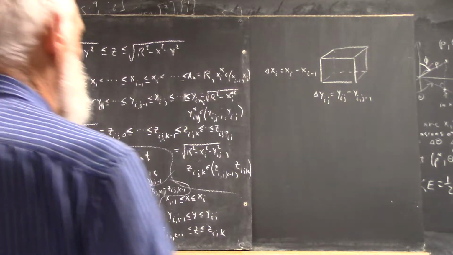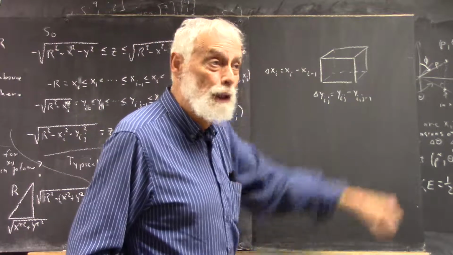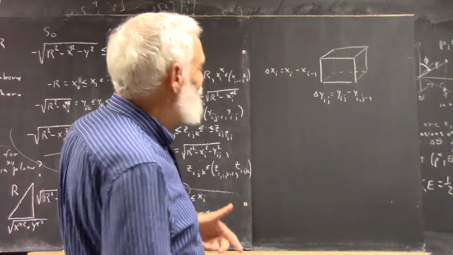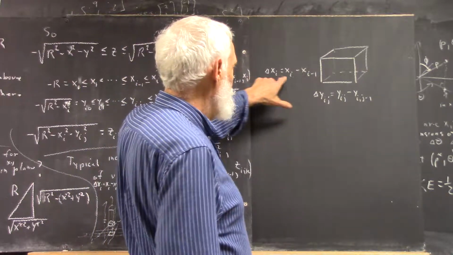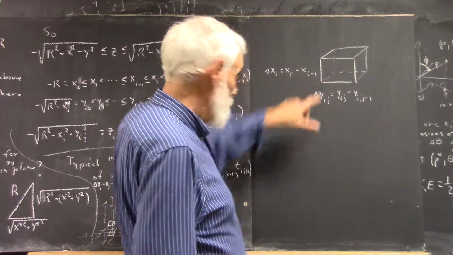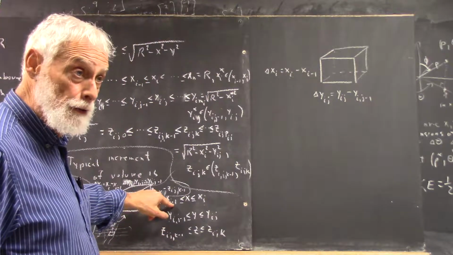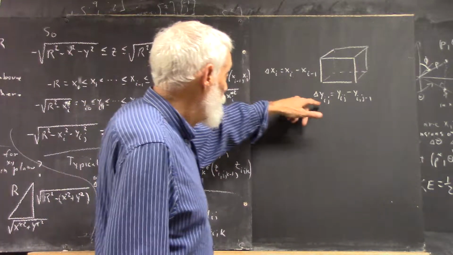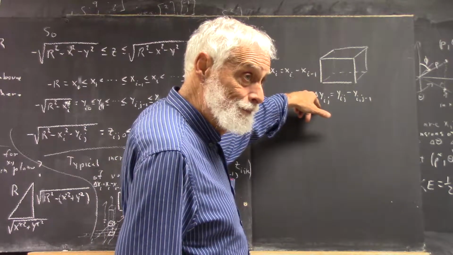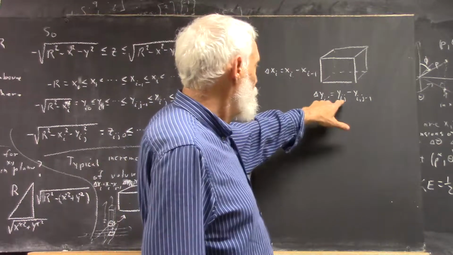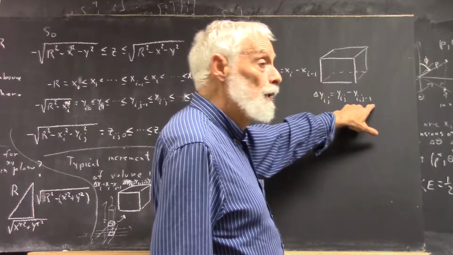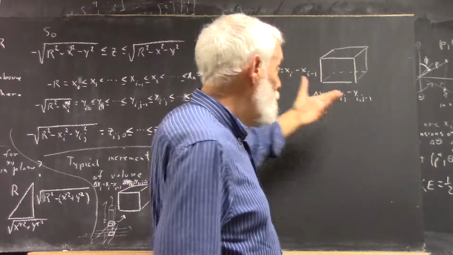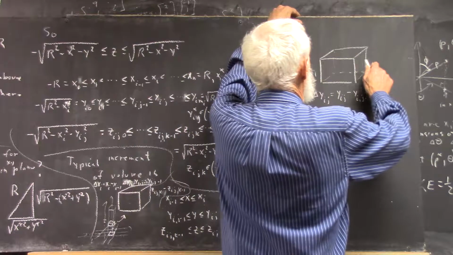Okay, so drawing it again where I have actually room to label the thing so you can read it. Our delta x_i is just x_i minus x_{i-1}. It goes with this inequality here, right? And this picture. Okay, and our delta y_ij is y_ij minus y_{ij-1}. Okay, so what's our delta z_k?